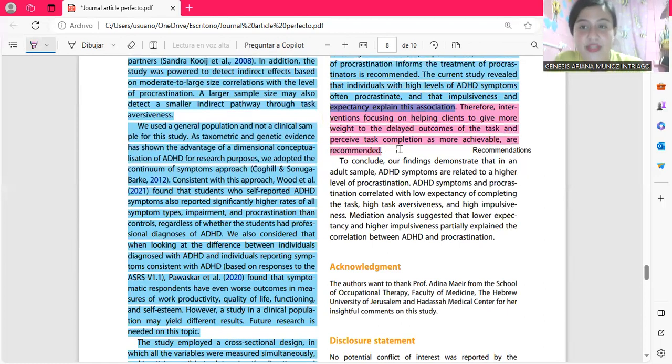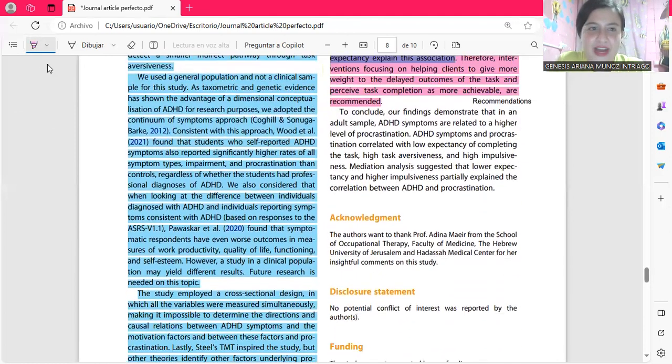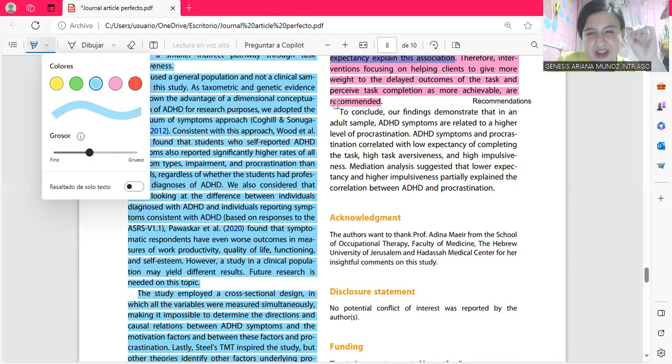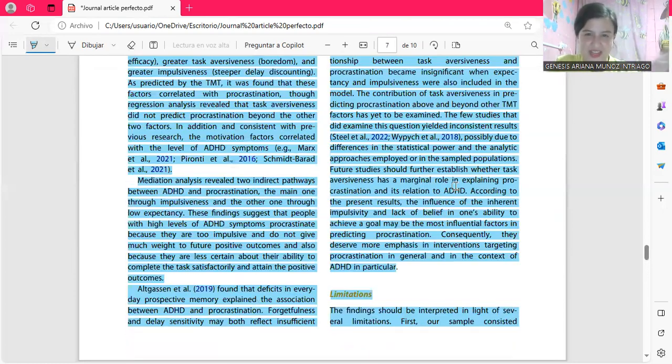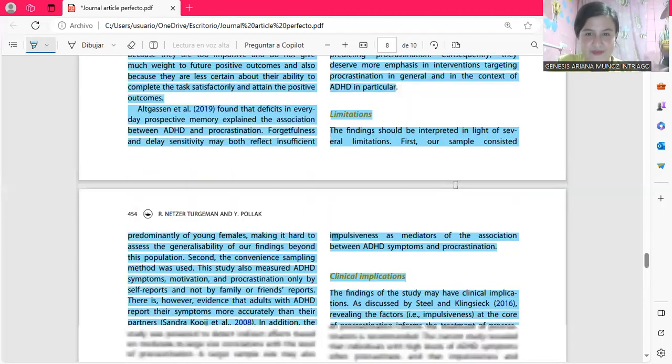In this case, the recommendation of this journal article is to focus on helping clients to give more weight to the desired outcomes of the task, okay? And finally, we have this paragraph, which is a paragraph that tries to summarize all the information, all the information that we just checked.